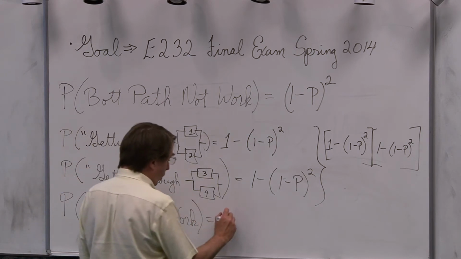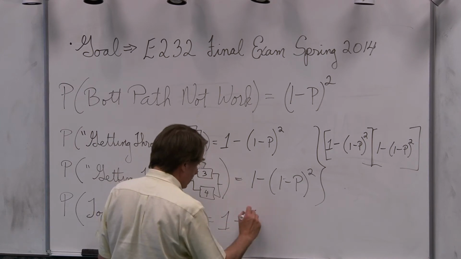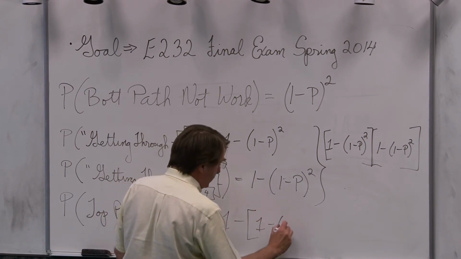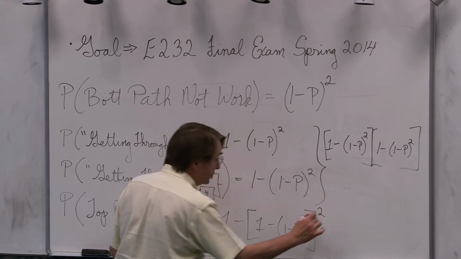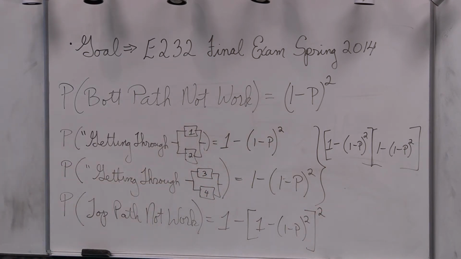That equals 1 minus p squared, all of this squared. Ronnie, am I doing okay? Now, I now know the probability of the bottom path not working, the probability of the top path not working. This is just like two sensors in parallel.